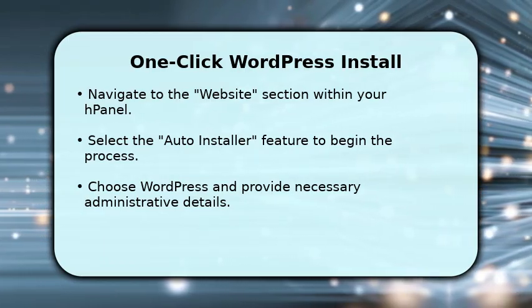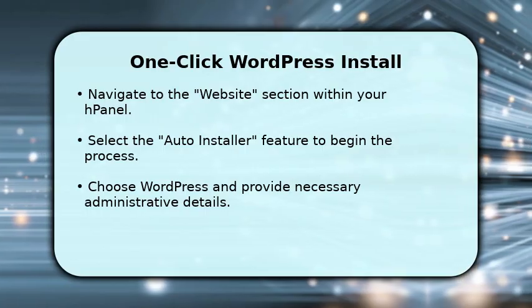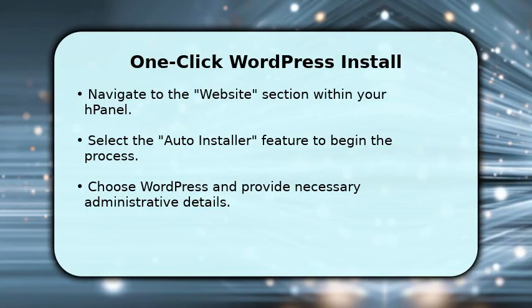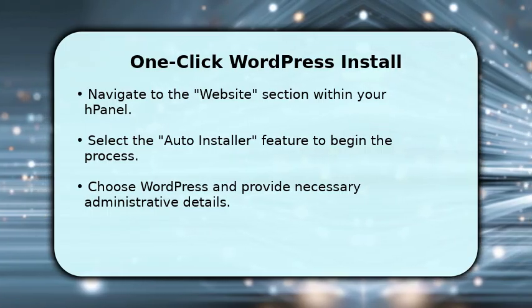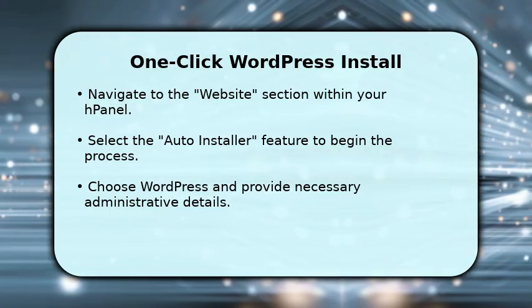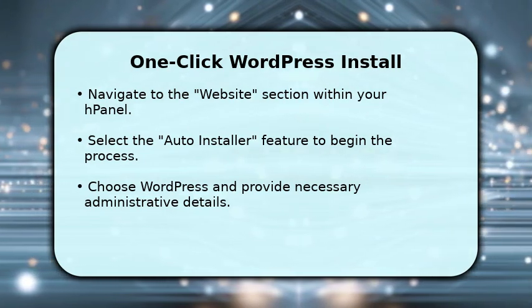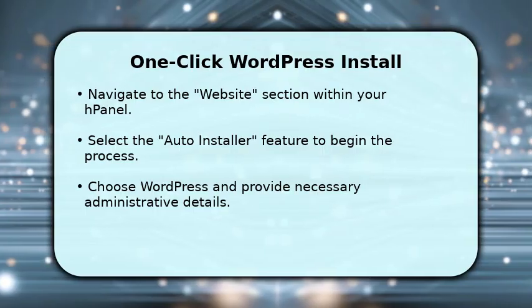Select WordPress from the available options, then fill in your desired website title, administrator username, and a strong password. After reviewing your details, hit the Install button. Hostinger will then automatically set up WordPress on your chosen domain in just a few moments.